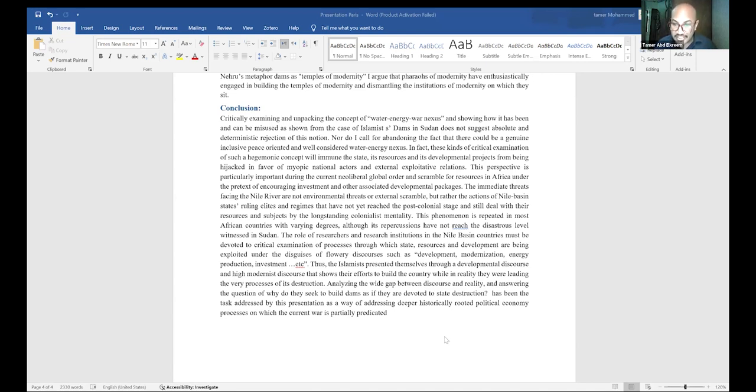Analyzing the wide gap between the discourse and reality means answering the question of why they seek to build dams as if they are devoted to the state's destruction. And here I'm paraphrasing a famous Sudanese novel: why do they love the country as if they are devoted to hating it? So this irony of building dams and destroying the state has been addressed.